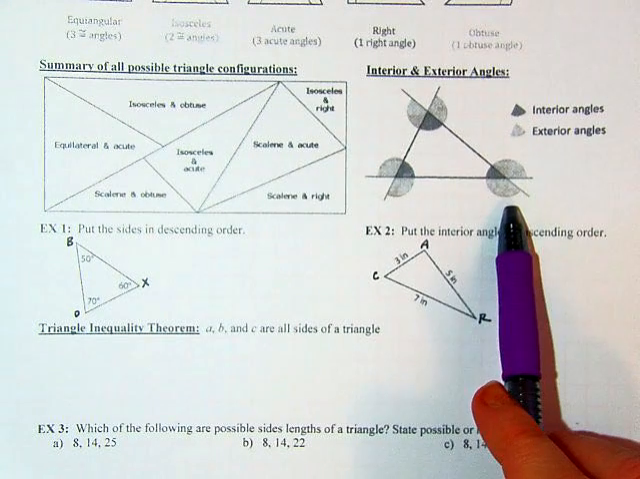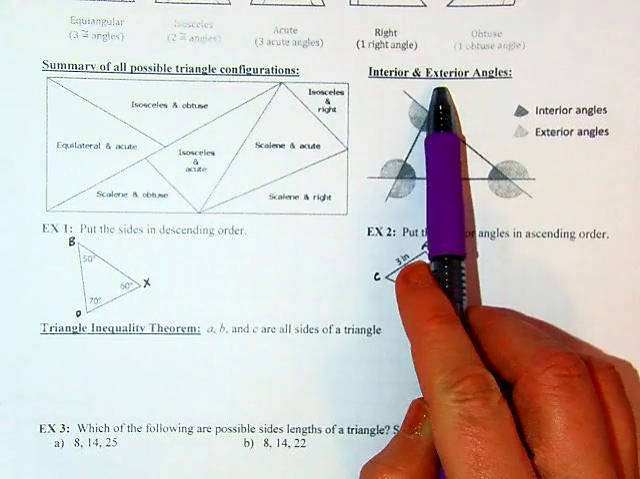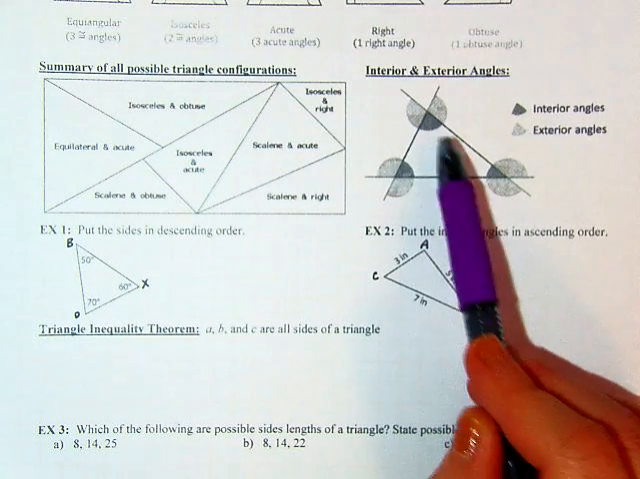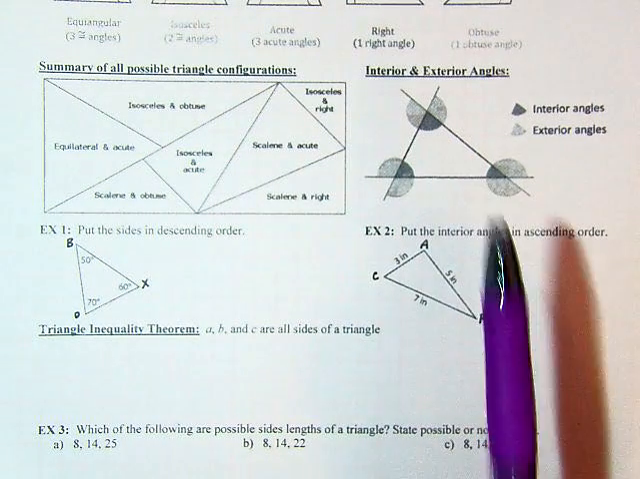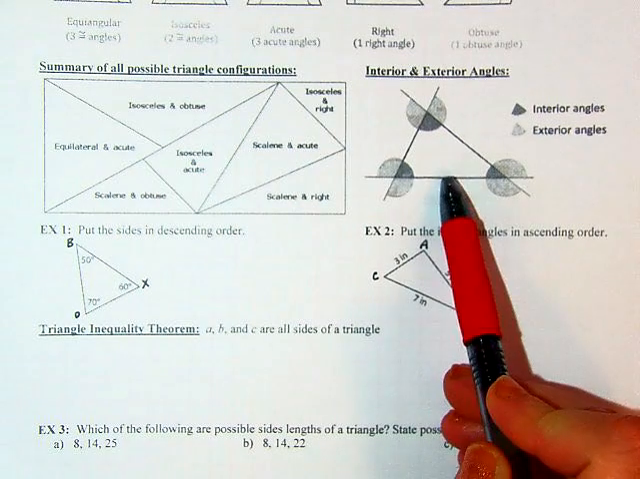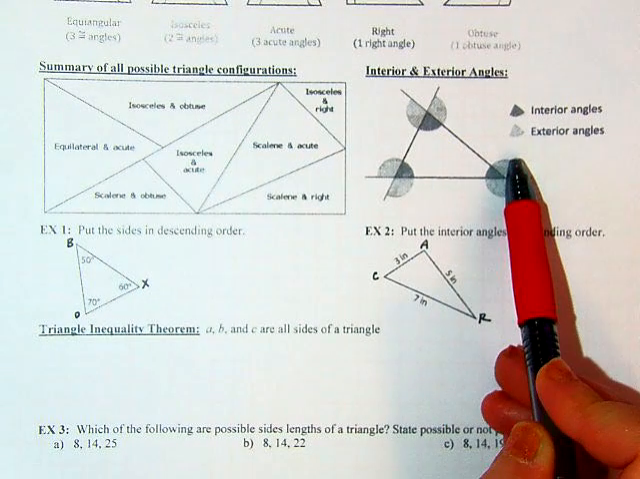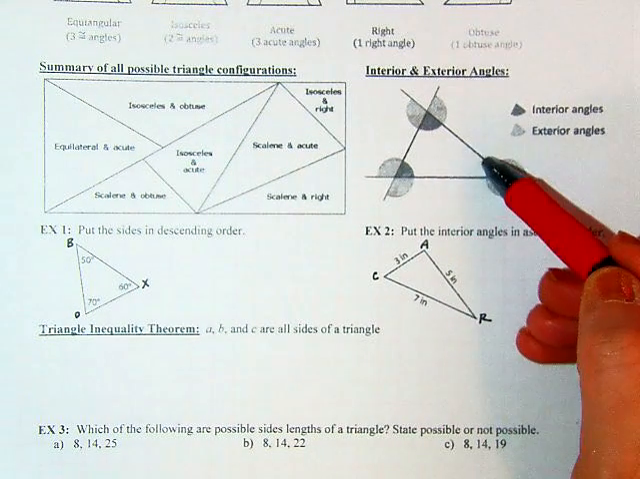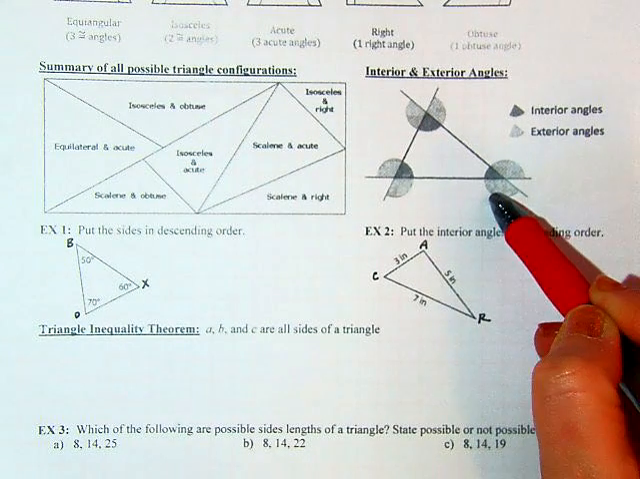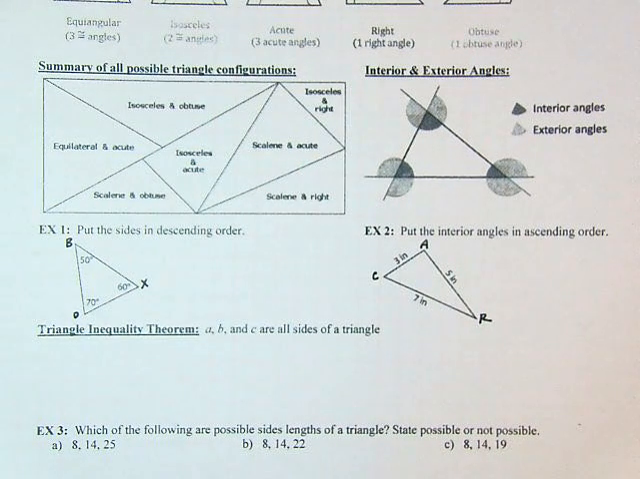Over to the right, I'm looking at interior and exterior angles in a triangle. Interior is pretty self-explanatory. These 3 would be interior. If I extend any side, for example this side, I'm creating an exterior angle here, but I could have extended this side right here and got another exterior angle here. So an exterior angle is formed just by extending a side of a triangle.